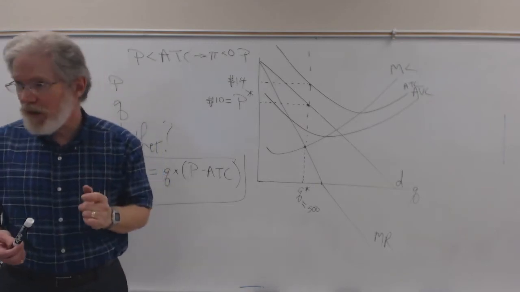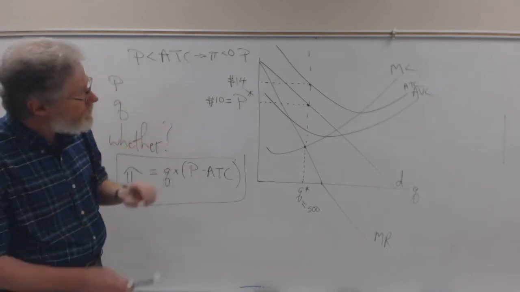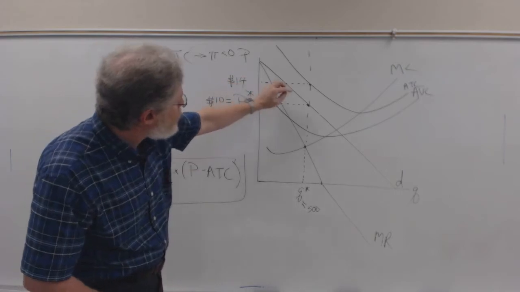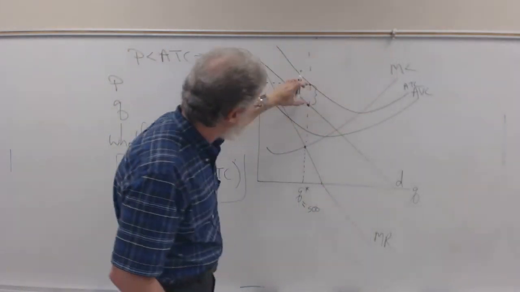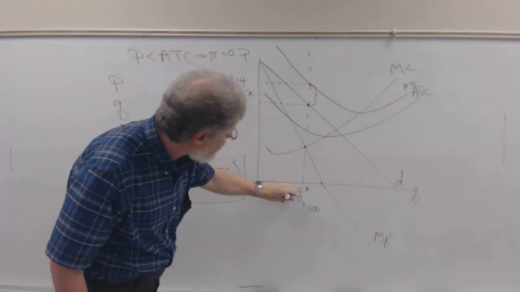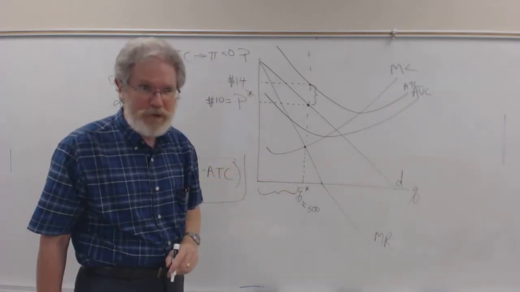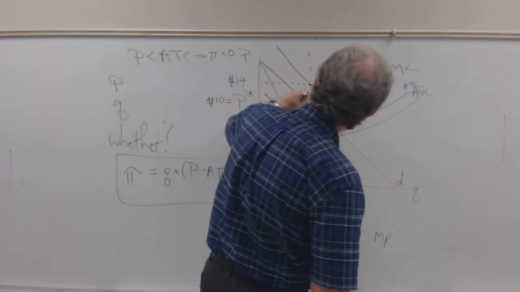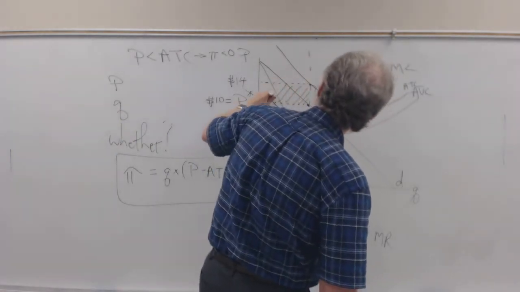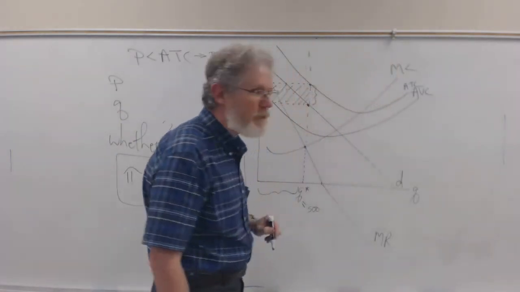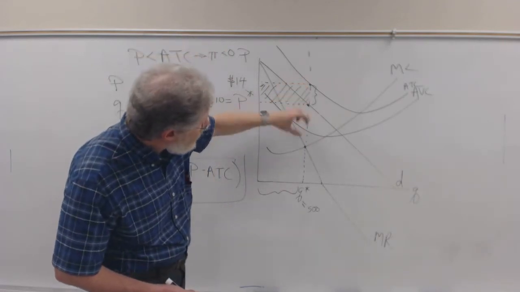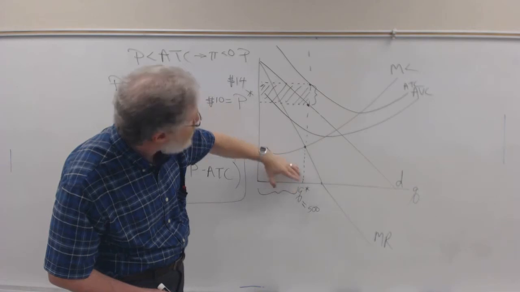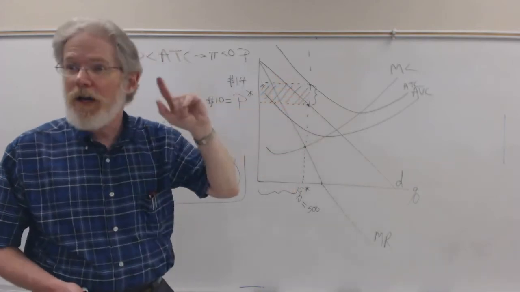So is he making any profit? No, he's losing money. His loss is going to be the difference between price and ATC, so it's that gap, multiplied by the number of units. Okay? So this area here represents the loss that he is incurring. He's losing $4 per unit. He's selling 500 units. He's going to lose $2,000 if he produces.